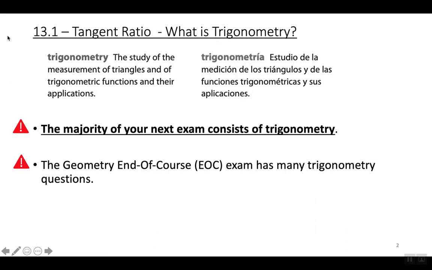However, as I've said before, the majority of your next exam consists of trigonometry, so it's very important that you pay attention and that you do the homework assignment so that you could practice what you're learning in this lesson. Also, the geometry end of course exam, which is the exam that you have at the end of the year that covers everything we've done in this class for the entire year, also has a lot of trigonometry problems on it.